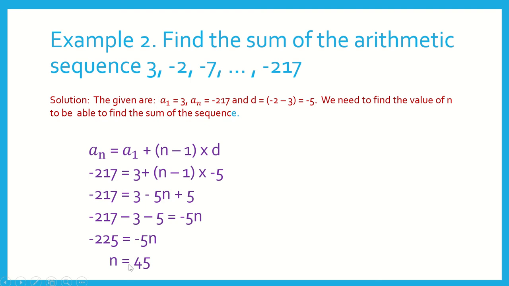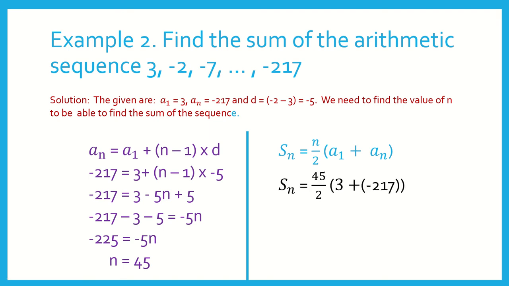Since we already have the n, we can now use the formula to get the sum of the arithmetic sequence. So S sub n is equal to n over 2 times a sub 1 plus a sub n. So let us substitute now the given and the value of n. So our n now is 45 over 2 times the a sub 1, which is the given here, plus a sub n, which is this one, negative 217. Again, we will perform the operation first inside the parentheses. So this will look like this. So 45 over 2 times negative 214.